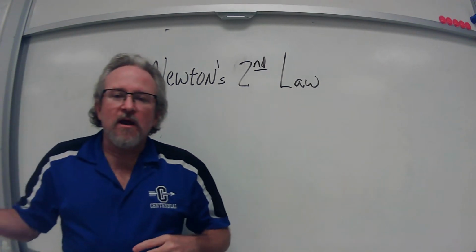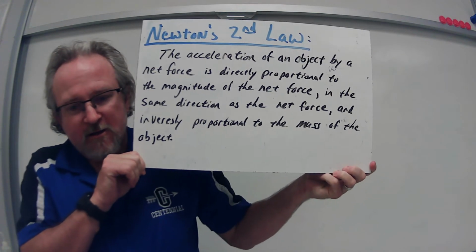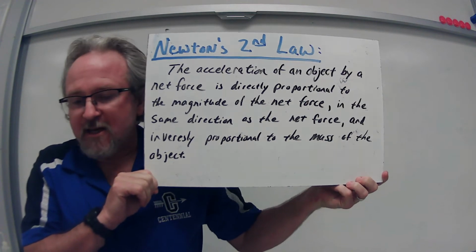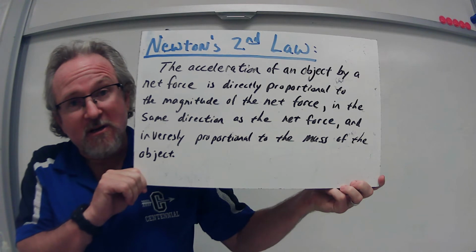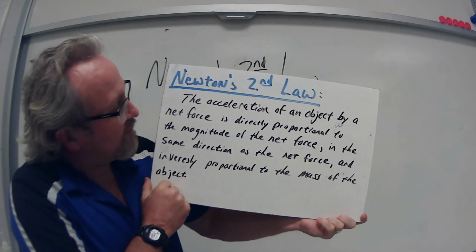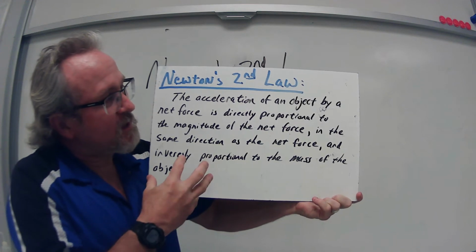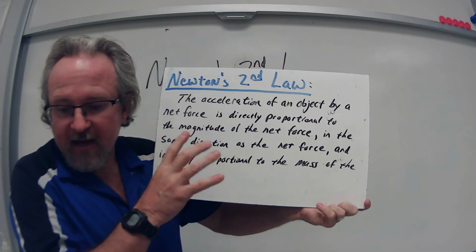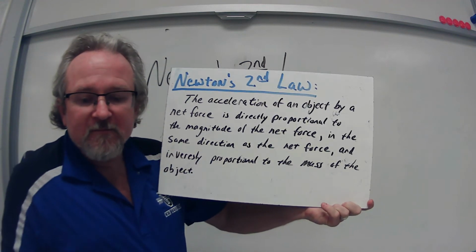So I have conveniently written up Newton's second law of motion for you. I want you to take a look at it here. The acceleration of an object by a net force, remember there's that net force thing again, is directly proportional to the magnitude of that net force in the same direction as that net force and inversely proportional to the mass of the object. That's a lot of words. And as a definition, this seems very cumbersome, but it's not really. And we're going to examine this step by step and talk about this conceptually and then quantify it mathematically.